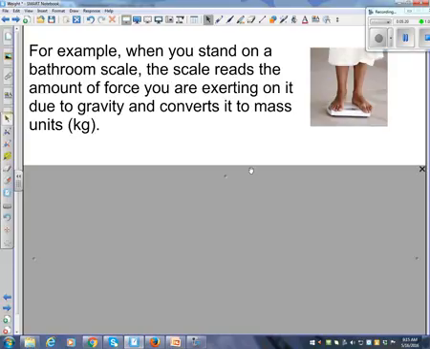Kilopascals. Pascal is the unit of pressure, named after Blaise Pascal. Yeah, kilo, 1,000 pascals, like kilograms.